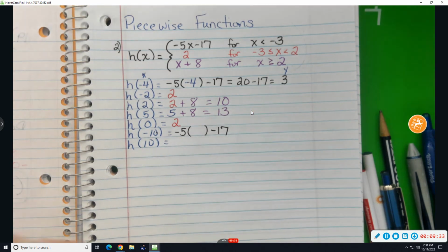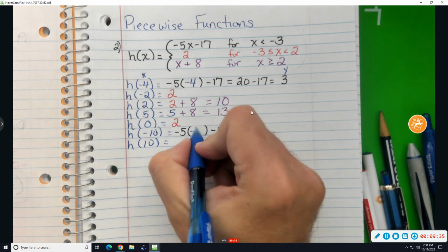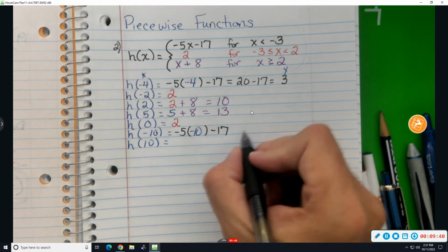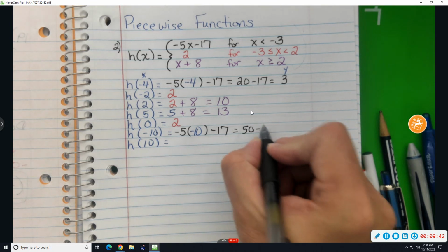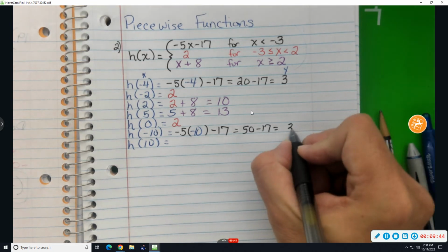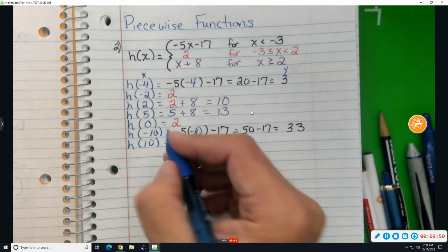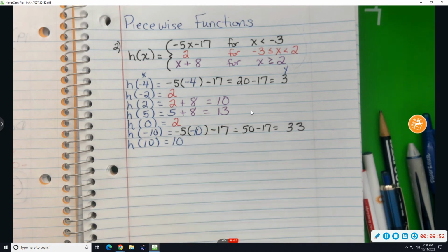Perfect. So we have, let's see, for h of negative 10, 50 minus 17 equals 33. And for positive 10, what was that? It was the purple one, because it's greater than 2.